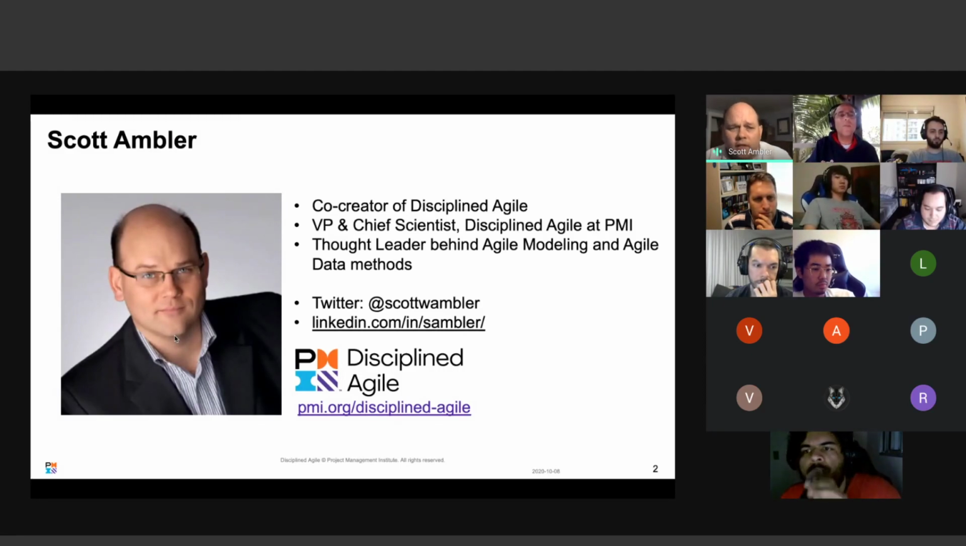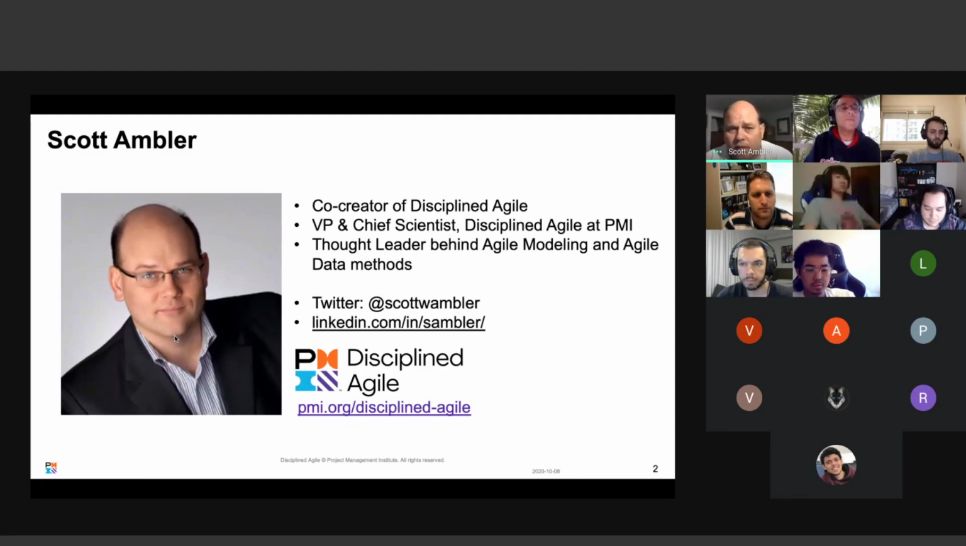And so one of the things that I think you'll find different is in DA we don't tell you what to do, we tell you what to think about. And we give you options. And this is a very different proposition than what you've probably seen in some of the frameworks such as Scrum and SAFe and others. And those are great, don't get me wrong. But all I'm saying is that we're taking a different approach.